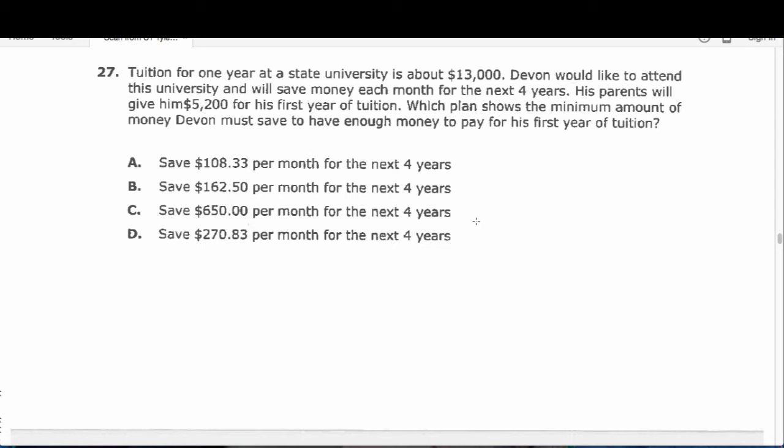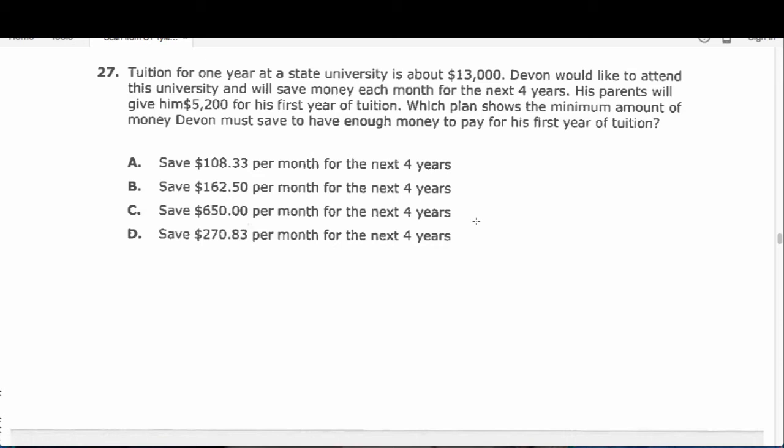Question 27. Tuition for 1 year at a state university is about $13,000. Devon would like to attend this university and will save money each month for the next 4 years. His parents will give him $5,200 for his first year of tuition. Which plan shows the minimum amount of money Devon must save to have enough money to pay for his first year of tuition? A. Save $108.33 per month for the next 4 years.